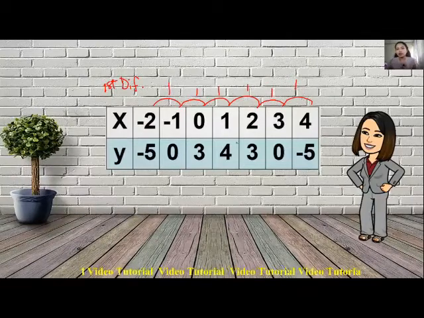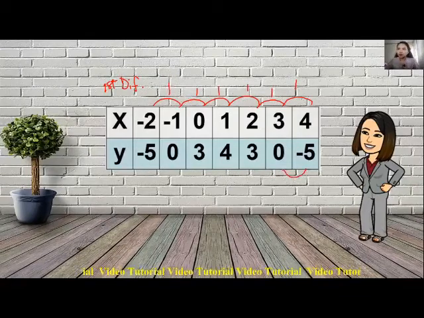So in cases wherein we have different differences here, this will not be considered a quadratic function anymore. But since they are the same, we can still check the second differences in Y.